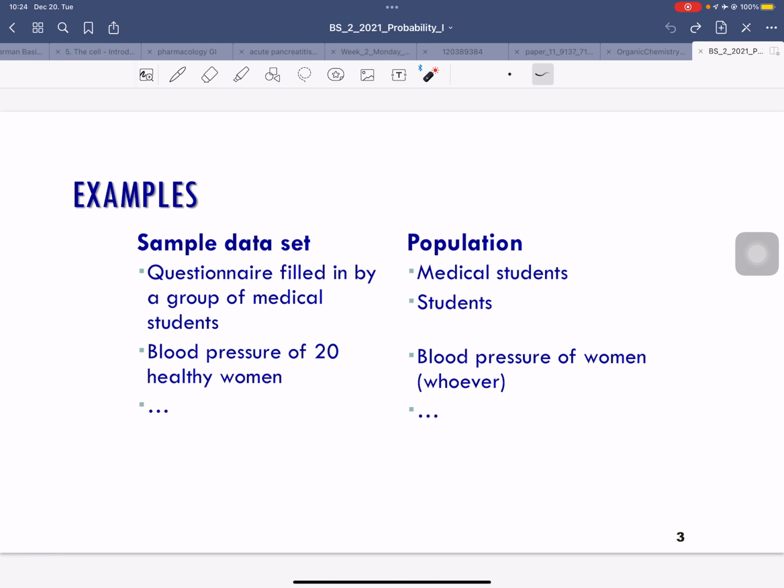One of the best examples: if you have a population of medical students, we can make a sample from it, for example a questionnaire filled in by a group of the medical students. We give a form to some of the students, or we take the blood pressure of 20 healthy women, which, as you see, is a sample, a part of the population.